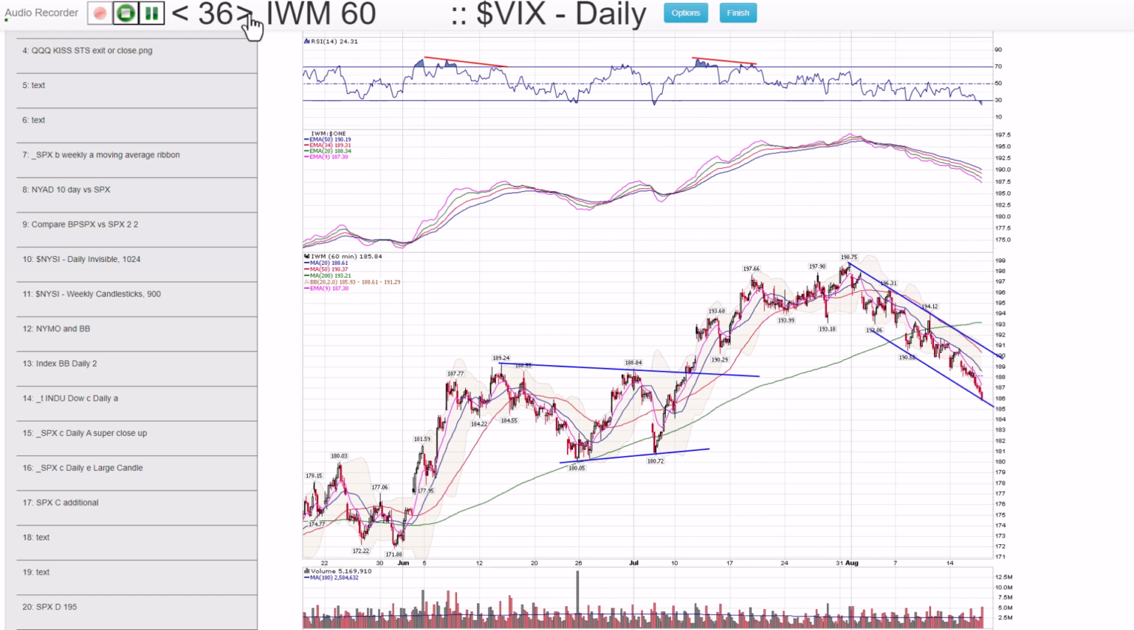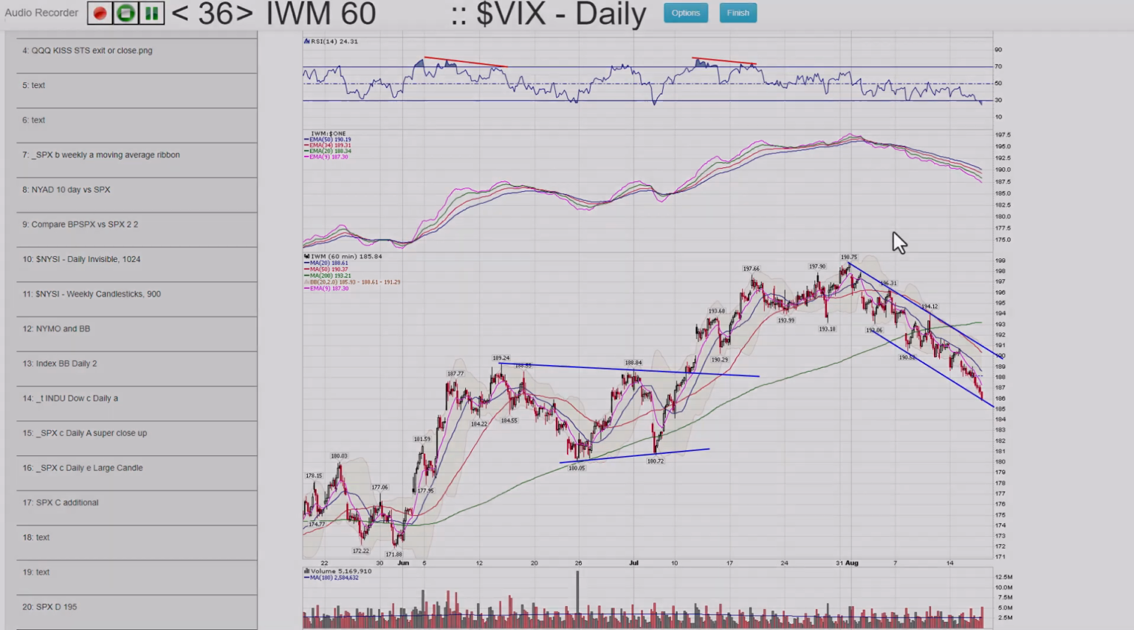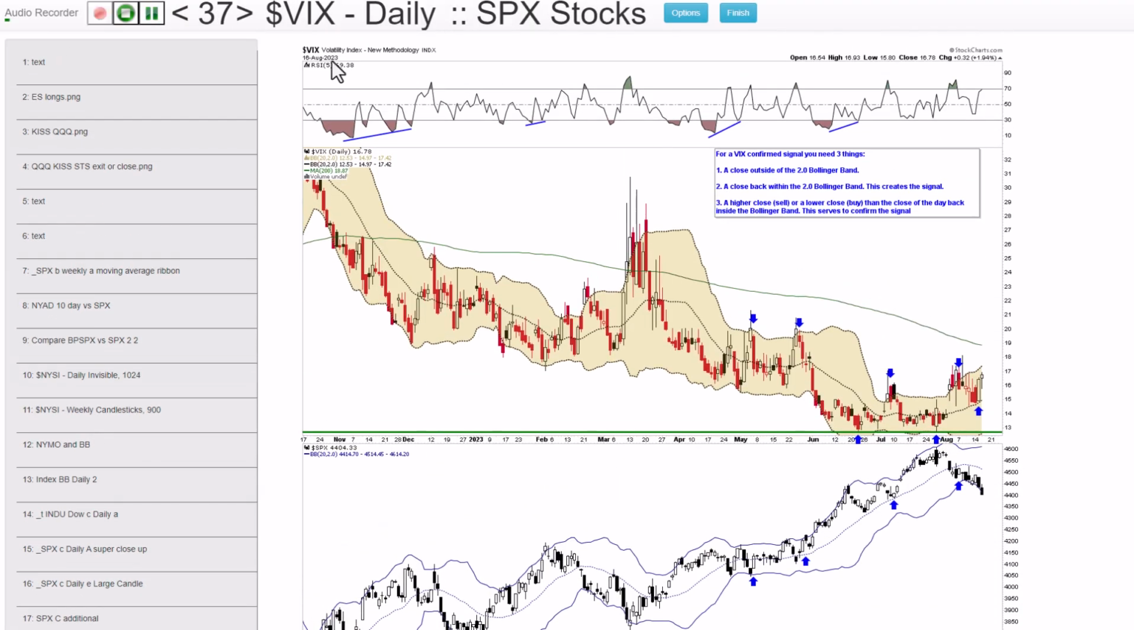So there you go on the indexes, guys. Again, pretty ugly action so far this August. We'll see if we can get a bounce sometime soon or not. Next, let's look at some of these indicators. Here's the VIX. So the VIX, again, bounced right off this middle Bollinger Band, as you can see. You got to keep an eye on this.